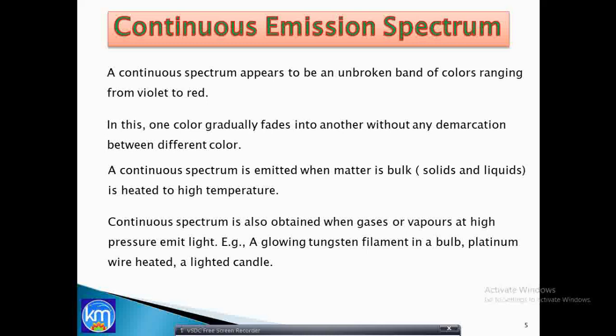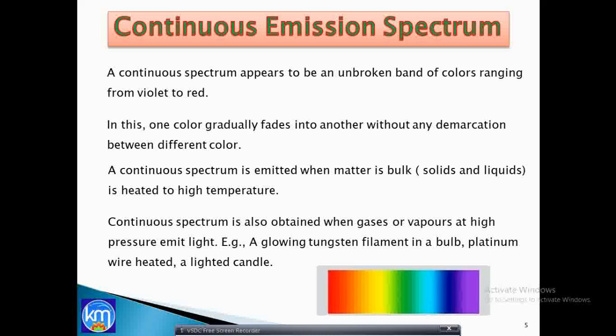So we have experienced it, right? Similar to that, the appearance of this continuous emission spectrum is shown in the diagram. You can see on the right of the screen we have violet, blue, green, yellow, red. As I said, it is a continuous appearance of colors without any boundary between one color and another. Here one color just fades into another color, so there is no perfect boundary between one color and the other.